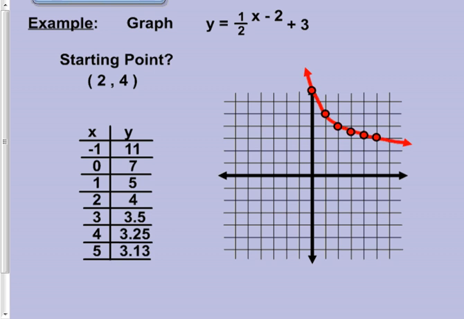But after you have your graph or your points, you can complete your graph. And of course, keep in mind, the graph continues in both directions. Do not stop your graph simply because your points stopped.